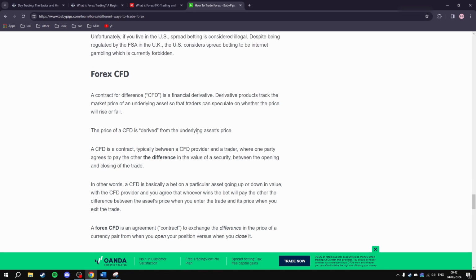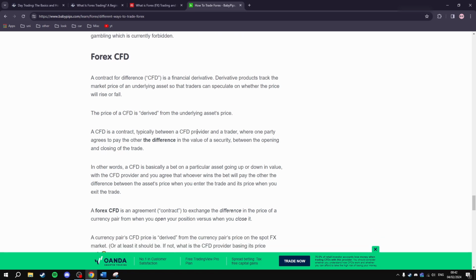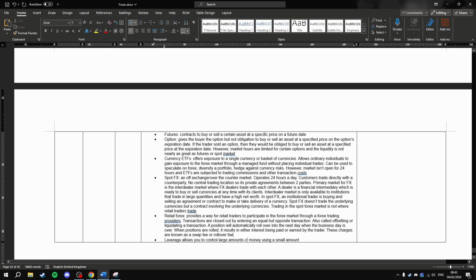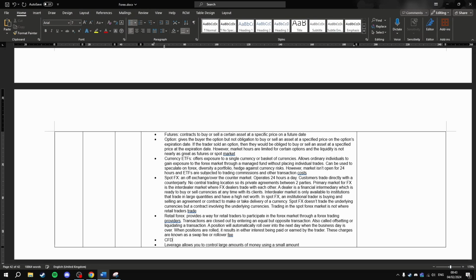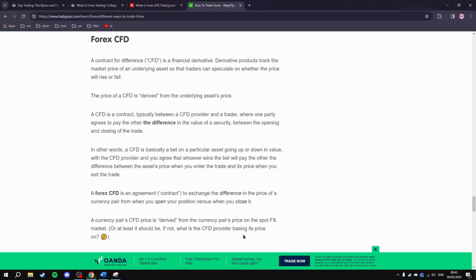Forex CFD, a contract for difference, is a financial derivative. Derivative products track the market price of an underlying asset so that traders can speculate on whether price will rise or fall. The price of a CFD is derived from the underlying asset's price. A CFD is a contract typically between a CFD provider and trader.